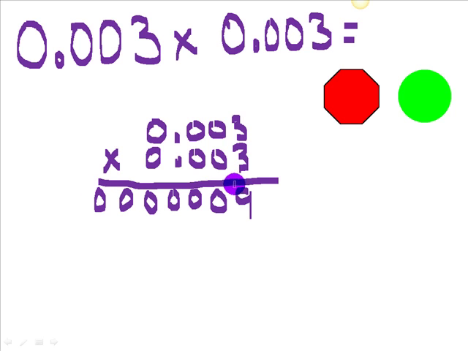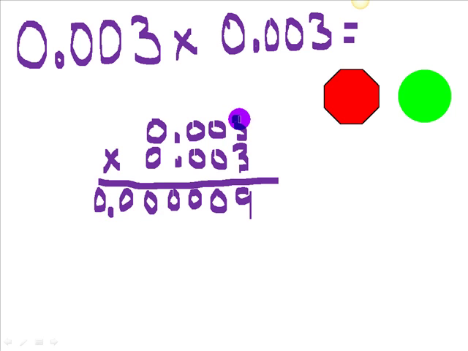And I said that incorrectly a moment ago. I said I have 6 zeros. No, one of them will be the number 9. So now I can count and I can place my decimal. 1, 2, 3, 4, 5, 6.